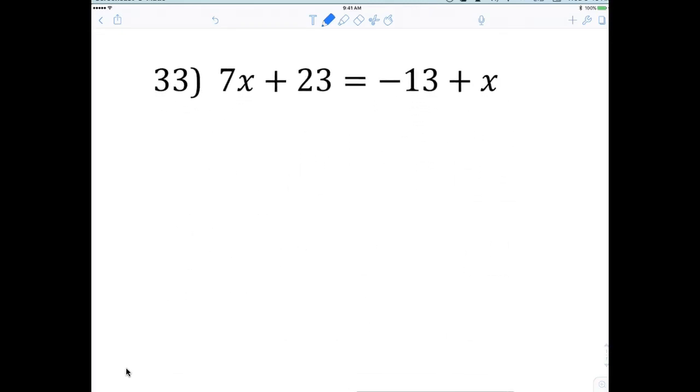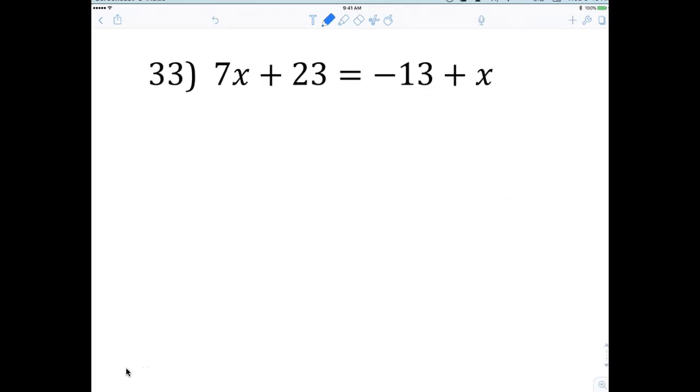All right, 33. Again, moving things around. So 6x equals negative 36. This is a 1x right here, remember? And so x is equal to what? So x is equal to negative 6. Good, come on.